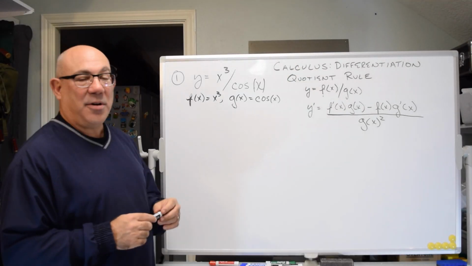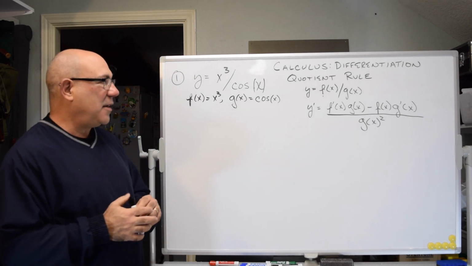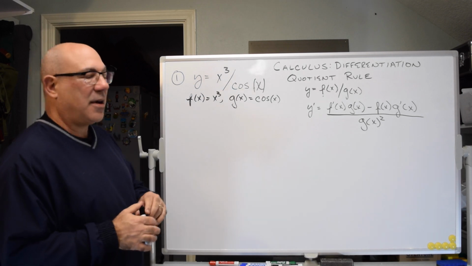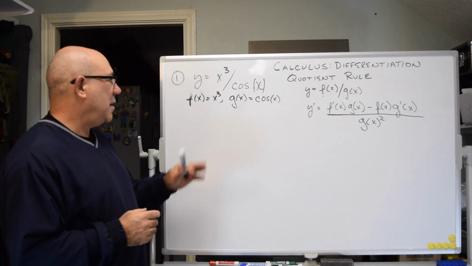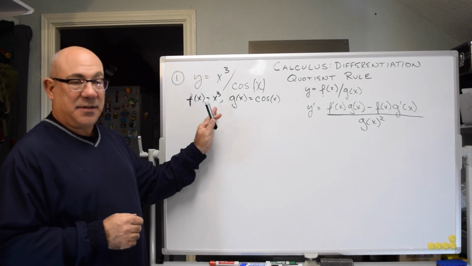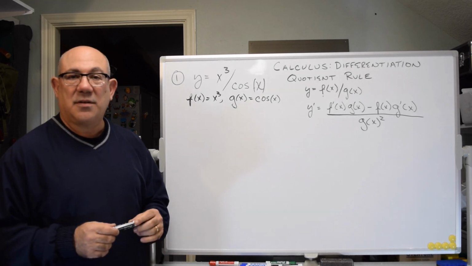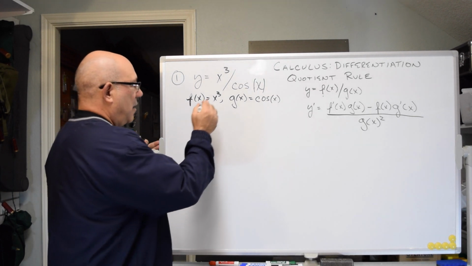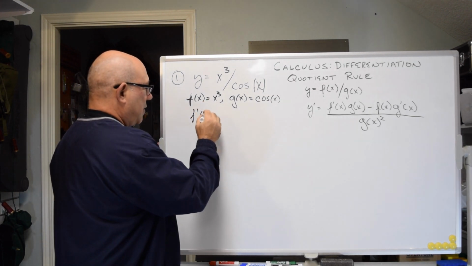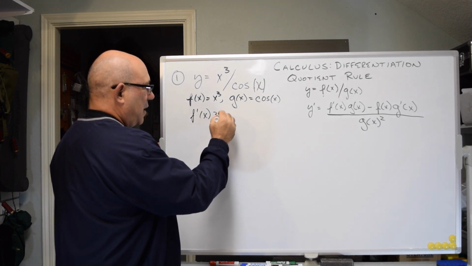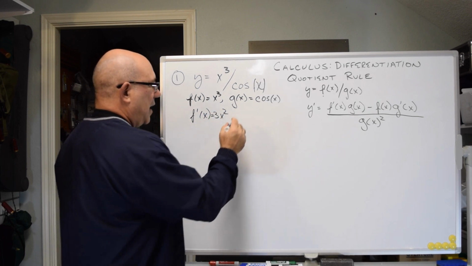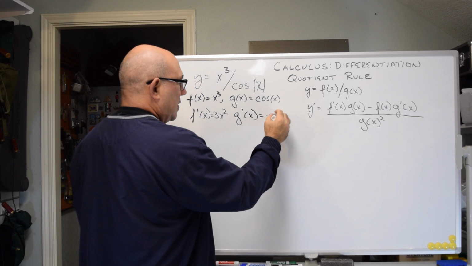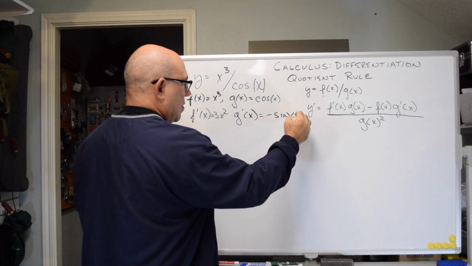Okay, so for our first example, we have x cubed divided by cosine x. We have to find the derivative of it. So we've got f of x defined as x cubed, and g of x is defined as cosine x. Now let's take the derivative of each part. So f prime of x is simply 3x squared. And the derivative of g of x equals minus sine of x.